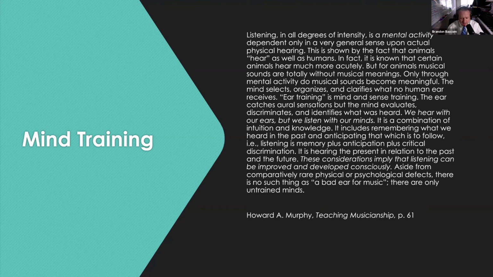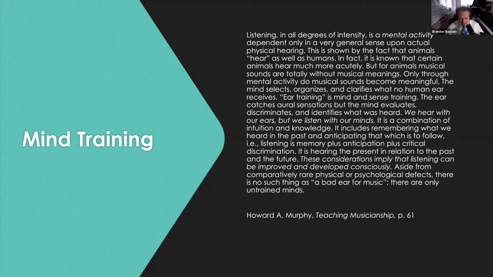The mind selects, organizes, and clarifies what no human ear receives. Ear training is mind and sense training. The ear catches aural sensations, but the mind evaluates, discriminates, and identifies what was heard. We hear with our ears, but we listen with our minds. It is a combination of intuition and knowledge. It includes remembering what we heard in the past and anticipating that which is to follow. For example, listening is memory plus anticipation plus critical discrimination.